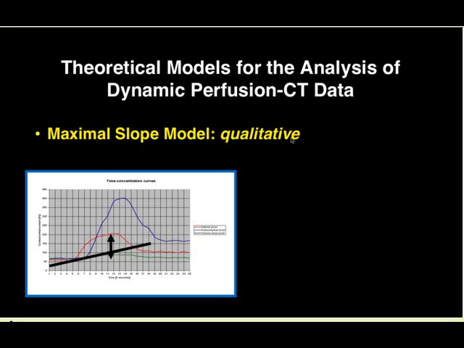And the idea of the maximal slope model was derived from microspheres, which was one of the first techniques used to characterize cerebral perfusion. And basically, the gist of that particular approach is that it's a relatively simple approach. It allows for a very fast calculation. So from that perspective, it's an advantage. But the limitation is that it gives you only qualitative data.